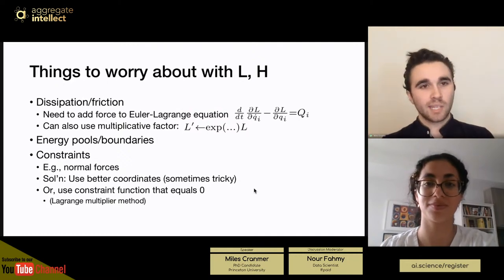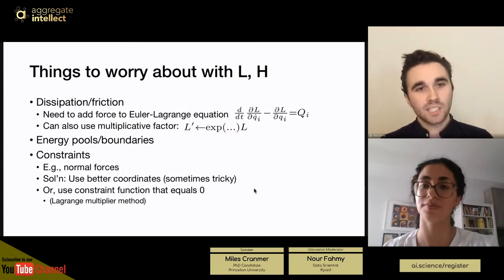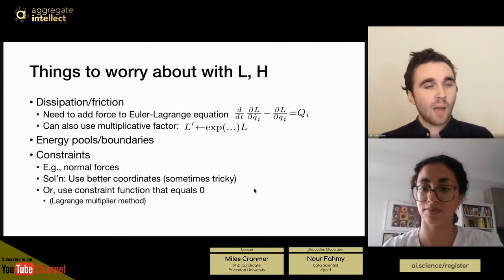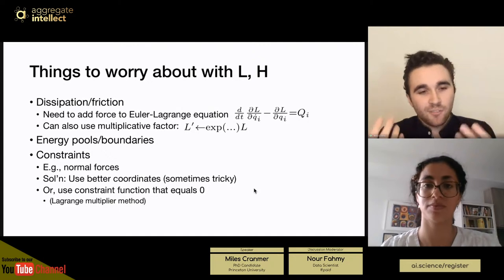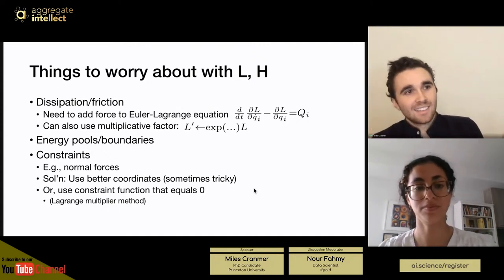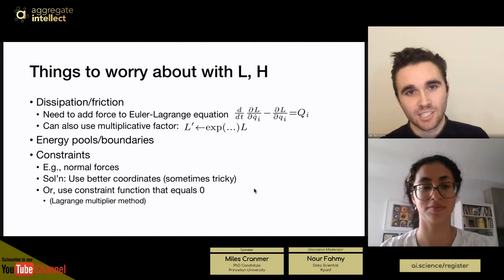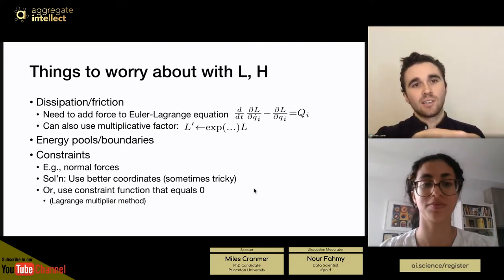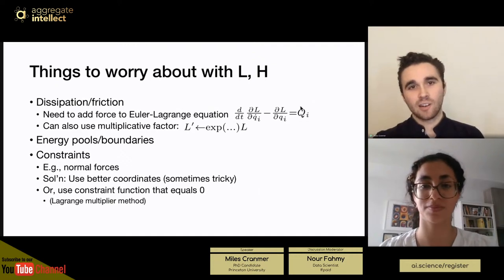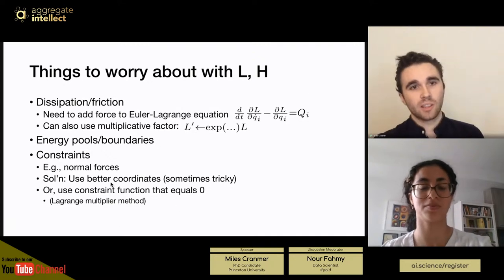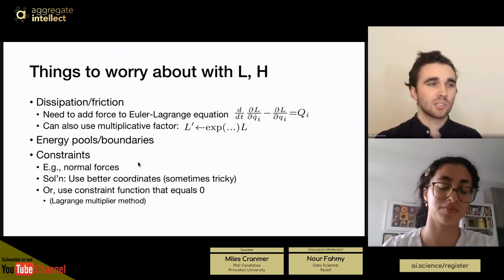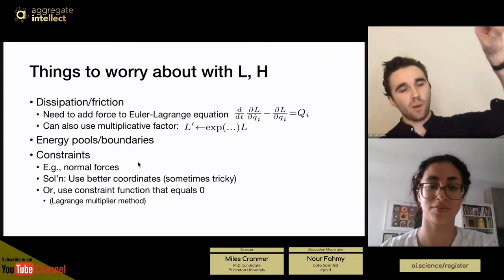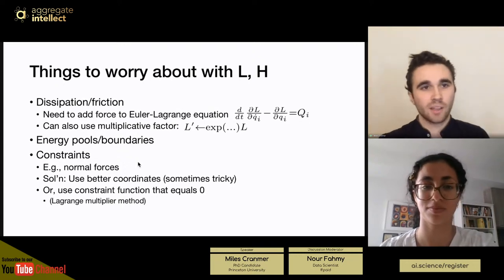Some things we didn't talk about, I guess I mentioned, are things like air resistance and friction. If you take a physics education, you live in this imaginary world where friction doesn't exist, but it does. So engineers add a force on this side of the Euler-Lagrange equation, and that gives you friction terms. You can also deal with constraints using the Lagrange multiplier method, like if your ball's moving on a surface or something.